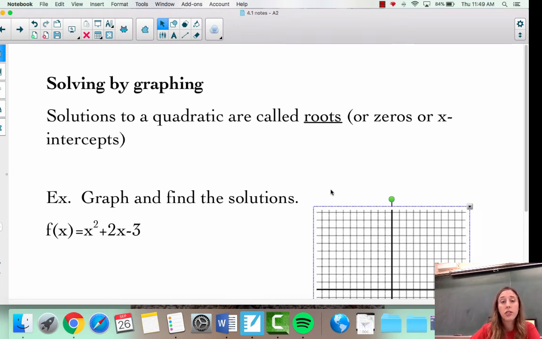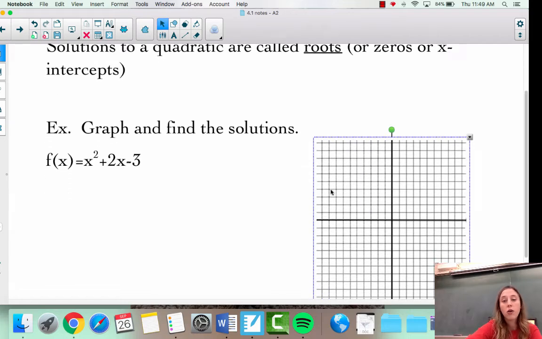The last part of this section is to use our graphs to solve these equations. The solutions to a quadratic equation are called roots, or you might also see them called zeros or x-intercepts. That's all the same thing, just different names. So in this example, it says graph your parabola or graph your quadratic and then find the solutions.